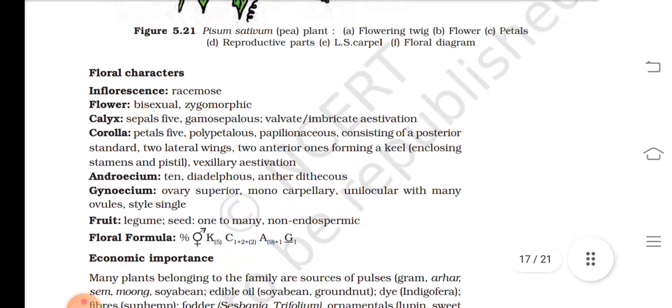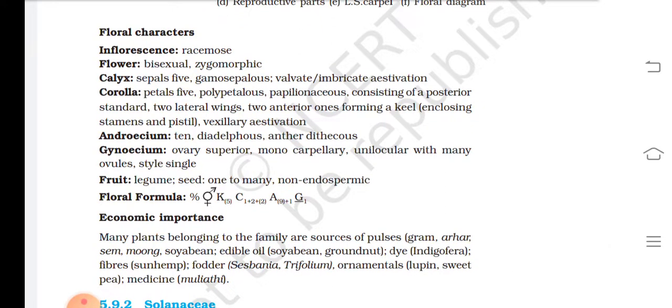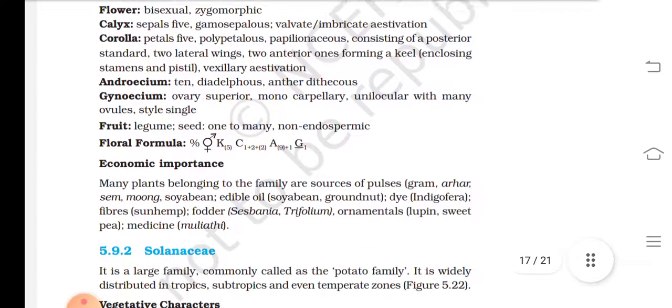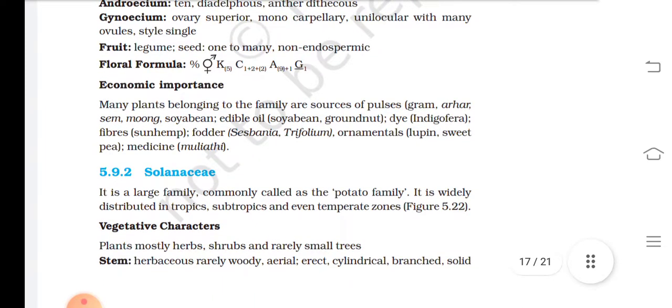Floral character: inflorescence racemose, flower bisexual, zygomorphic, calyx sepals 5, gamosepalous, valvate or imbricate aestivation, corolla petals 5, polypetalous, papilionaceous, consisting of a posterior standard, 2 lateral wings, 2 anterior ones forming a keel enclosing stamens and pistil, vexillary aestivation, androecium 10, diadelphous, anther dithecous, gynoecium ovary superior, monocarpellary, unilocular with many ovules, style single, fruit legume, seed 1 to many, non-endospermic. Floral formula is given, you have to see in the book.